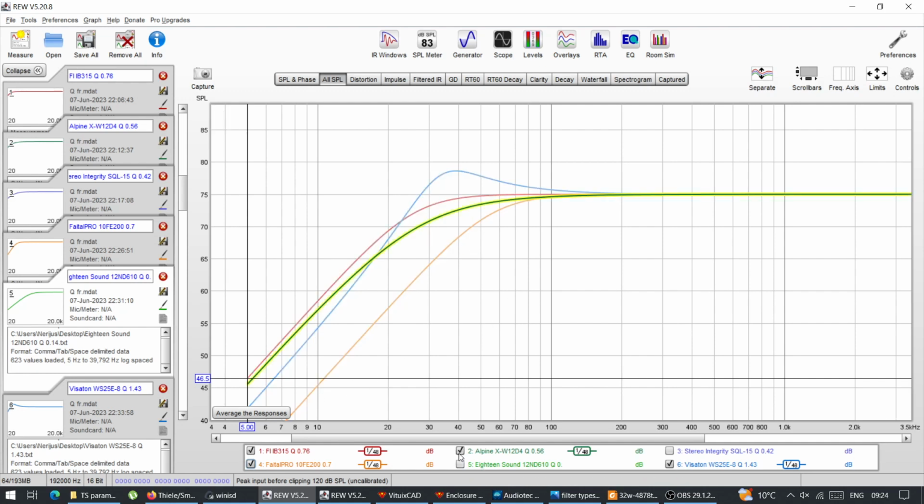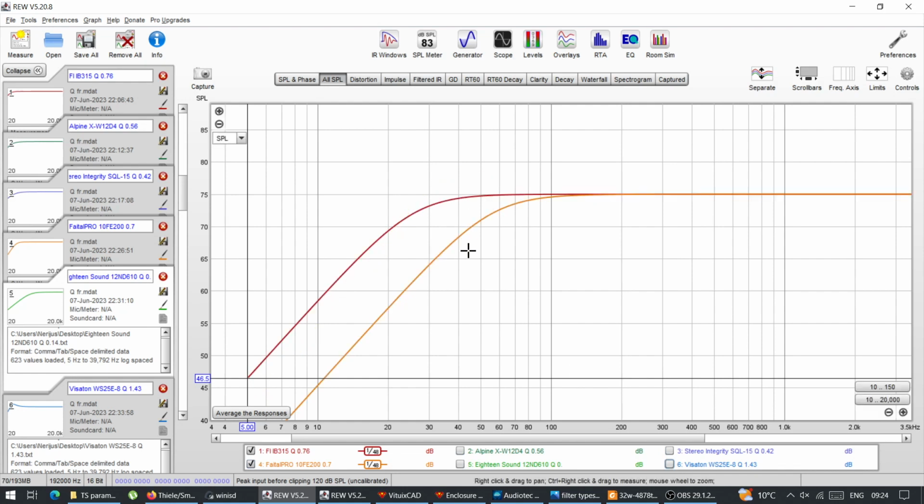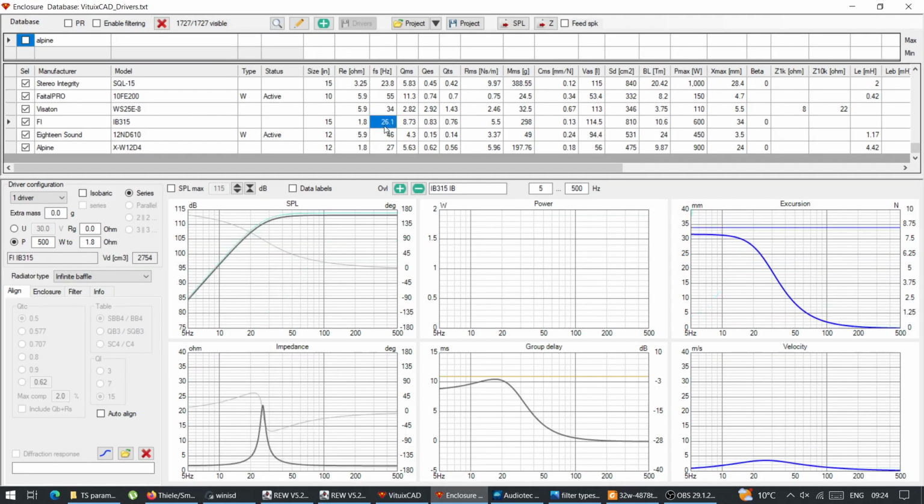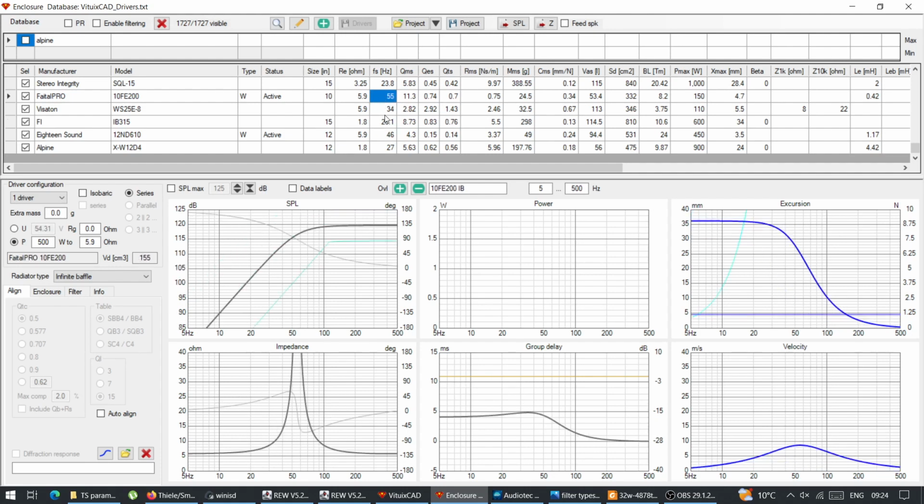And another thing that I want to show you is, for example, these two drivers have the same Q, almost the same, 0.76 and 0.7. So the same Q. The only difference between these is the Fs, the resonance frequency. If I go here, the Fi has an Fs of 26 and the Fatal Pro has an Fs of 55. The Q is almost the same, the Qts. The biggest difference is the Fs.